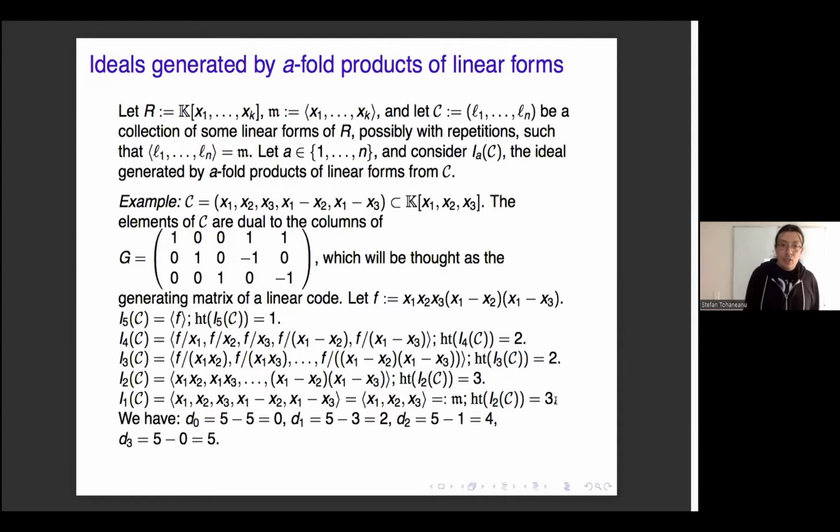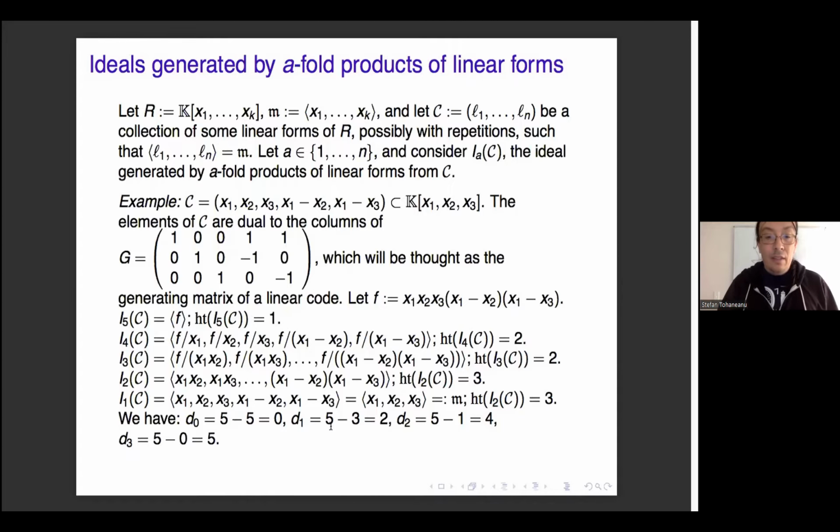Now let's use the result. So D0 should be, we have 5 columns, and what's the maximum number of these columns that will span a 3 minus 0 dimensional vector space? Well, all 3 will span, because rank is 3, so all 5 will span that dimension 3. So this is 5 minus 5, which is 0.